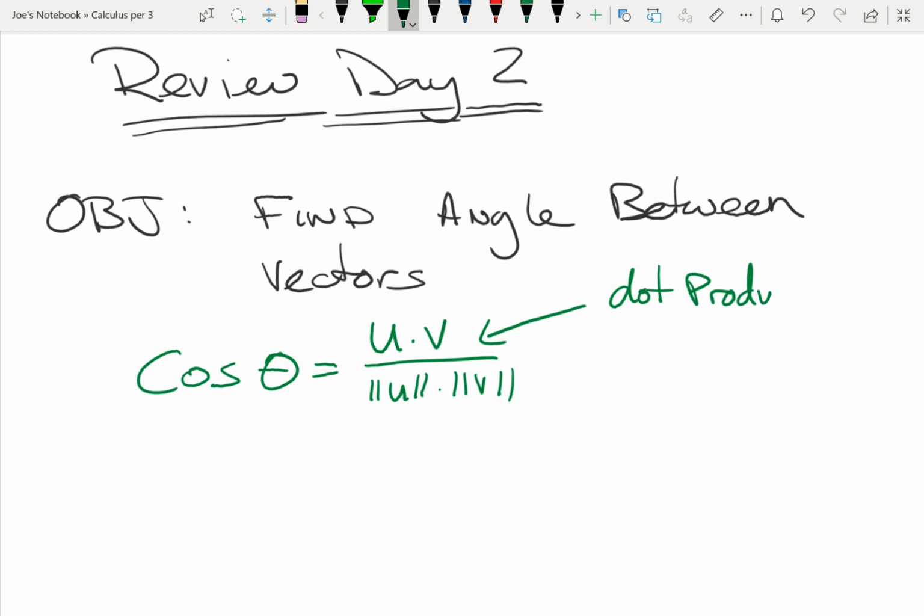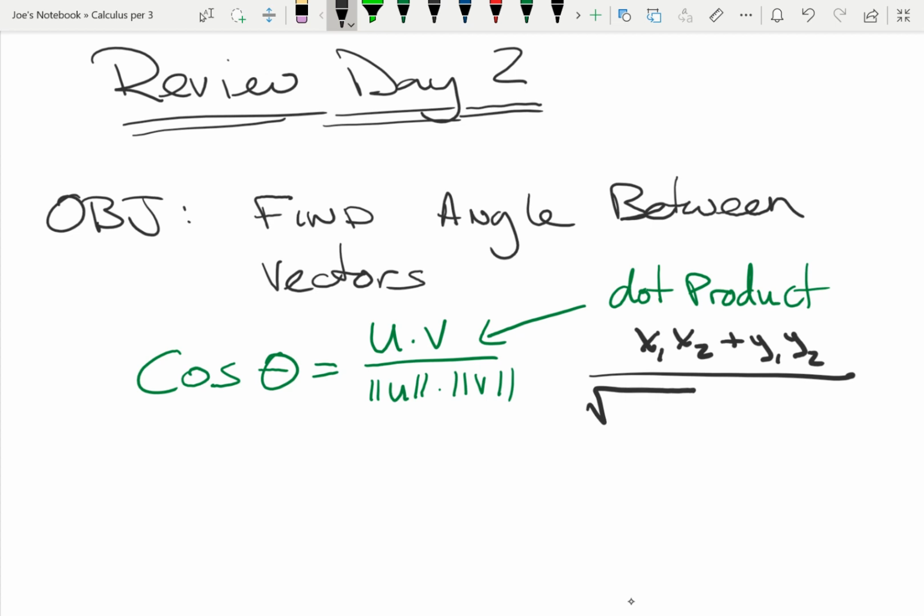So if you have to go and watch a video on dot product, go ahead and do that. But realistically, if you understand that the dot product is multiply the x's from the different vectors, so multiply u's x to v's x, and then add them to the y's from the vectors. So multiply u's y with v's y, and then add those numbers together, and that is the dot product. And then you're going to divide that by the magnitude of the vectors.